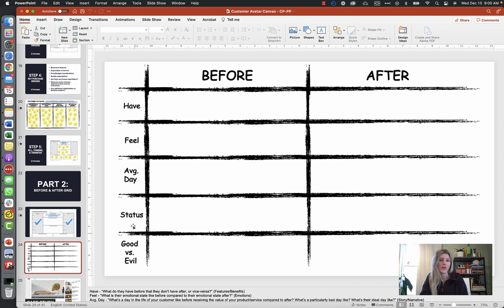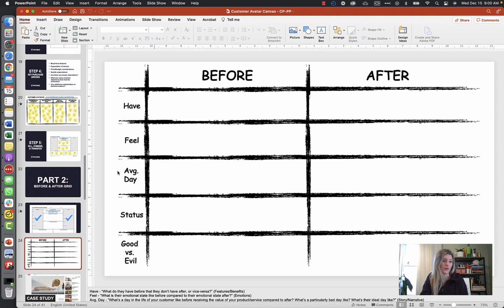Before: have, feel, average day, status, and then good versus evil. What do these parents have before speaking with you, or before enrolling in your school, or even before taking a tour? What do they feel? What's their average day look like? What does the status look like? Are they currently interviewing schools? Are they in the beginning stages of interviewing schools? What's their current status? And then good versus evil, what does that look like? And I'll explain that a little bit better. So put those in the before and after.